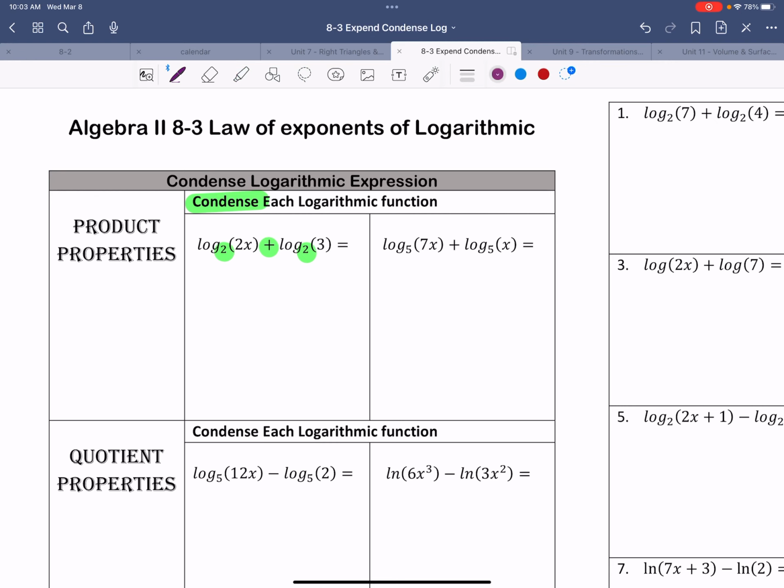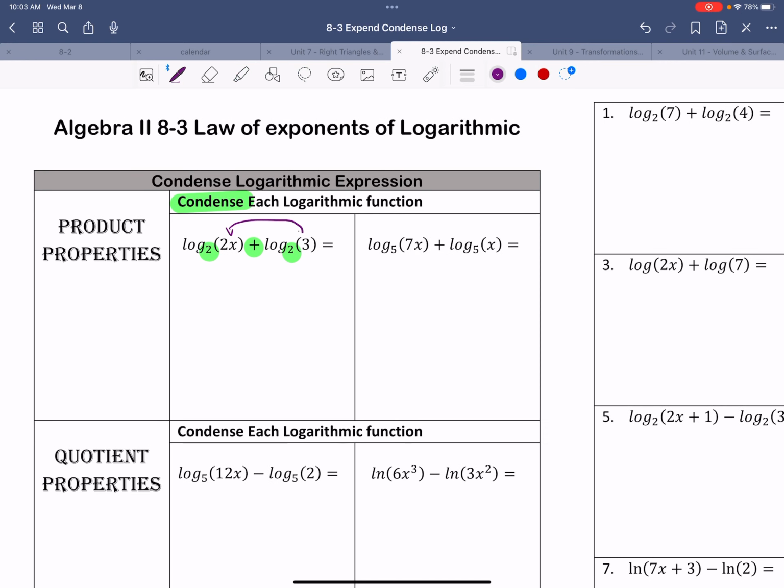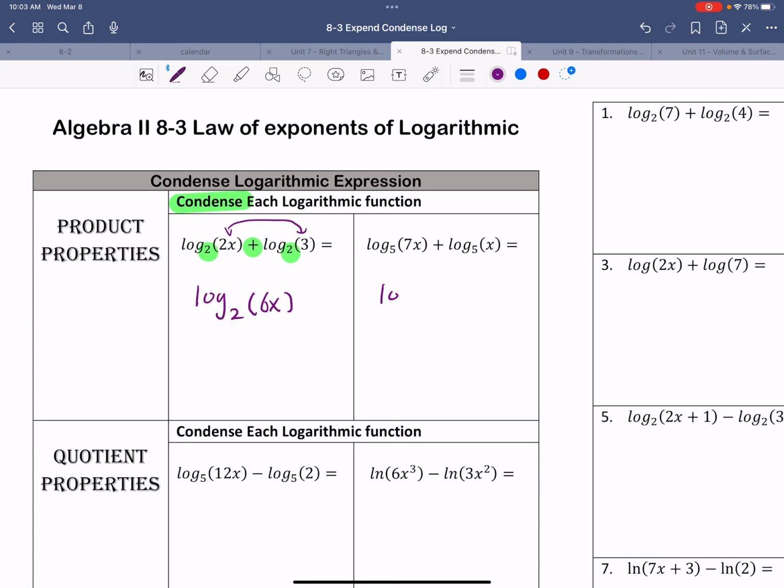So if it is plus, what you're gonna do is multiply these two numbers. So this one, you are gonna get log base 2, 2x times 3 is 6x. And that's it for this question, obviously, so I'll just write it down here. It's a plus, right? So it's going to be 7x times x, which is log base 5 to the 7x squared.